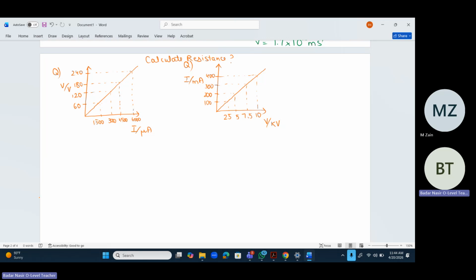So you can use the formula R is equal to V over I. किसी एक point की values use कर सकते हो. So voltage is 240 and the current is 6000 microamperes. So 6000 into 10 to the power of minus 6, 40,000 आ रही है value. Are you sure? Please recheck. हाँ ठीक है.